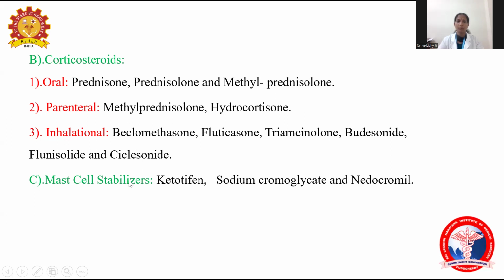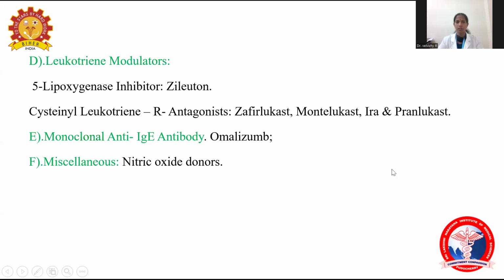And the next group of drugs is mast cell stabilizers. Here we have sodium cromoglycate, ketotifen, and lidocaine. Then we have another group of drugs which is leukotriene modulators. Here we have two groups of drugs. One which inhibits the lipoxygenase pathway itself, that is called zileuton. Then we have leukotriene receptor antagonists like zafirlukast, montelukast, iralukast, and pranlukast. And then we have the monoclonal anti-IgE antibody, that is omalizumab. And we have some miscellaneous drugs like nitric oxide donors. These are the groups of drugs which have been used for the treatment of bronchial asthma.